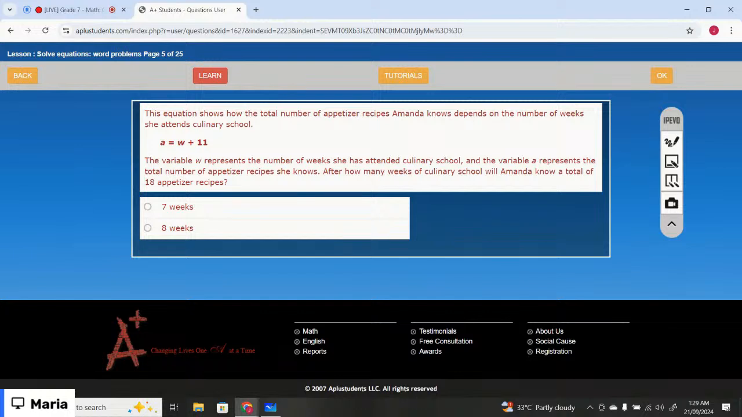This equation shows how the total number of appetizer recipes Amanda knows depends on the number of weeks she attends culinary school. A equals W plus 11. The variable W represents the number of weeks she has attended culinary school and the variable A represents the total number of appetizer recipes she knows. After how many weeks of culinary school will Amanda know a total of 18 appetizer recipes? So which is the correct option?